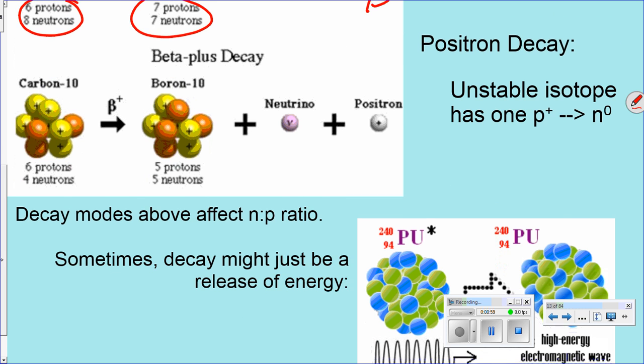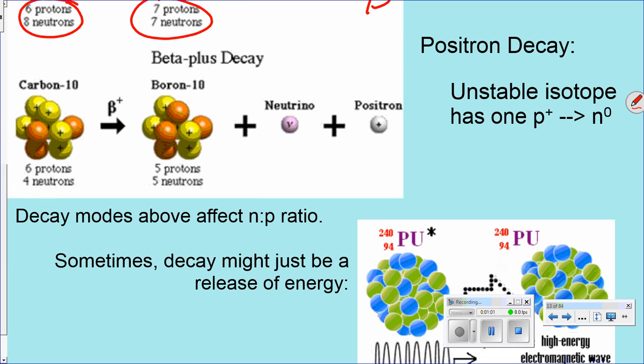Finally, you can also have what's called positron decay. Positron decay has a proton turning into a neutron. So it's kind of like the opposite of this. In this case, if you look at, you have 6 protons, 4 neutrons here. This is going to even out to a 5-and-5 ratio by one of your protons turning into a neutron.